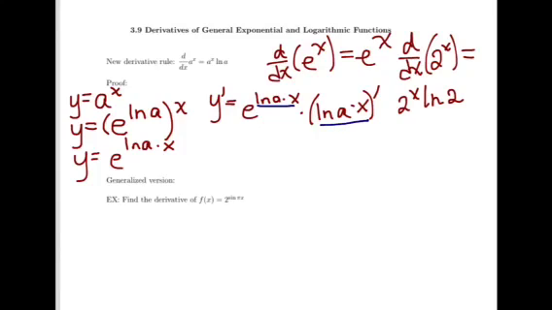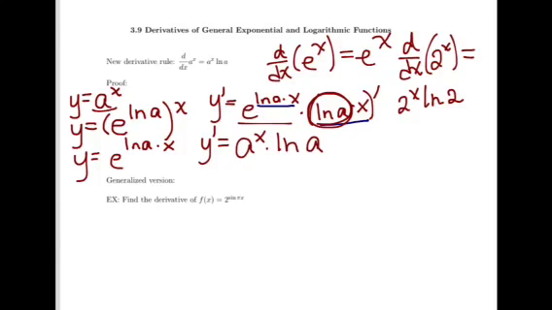So the derivative of that shows up here. And so that really gives us y prime. Remember, this first piece here simplifies back to a to the x, so we get a to the x. And the derivative of ln of a times x, this is just a constant times x, so you get times ln of a. So that's where that derivative comes from.